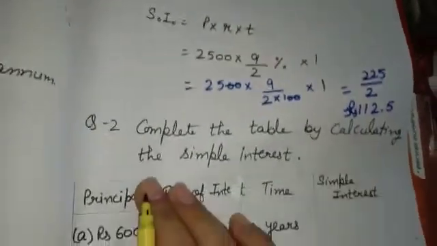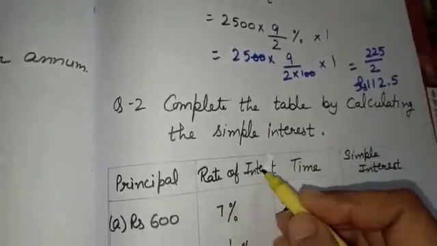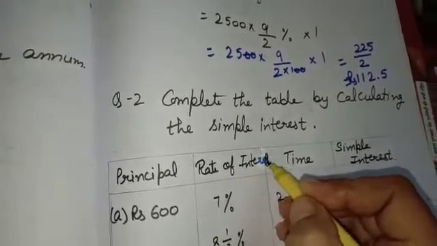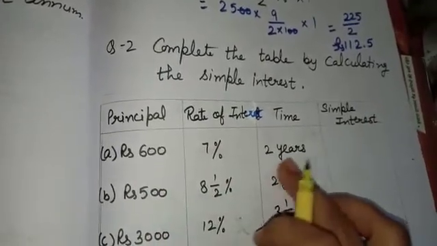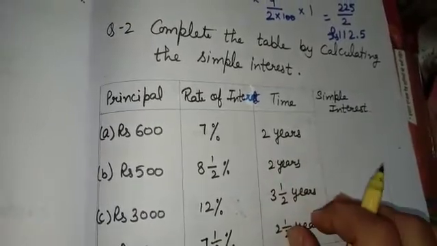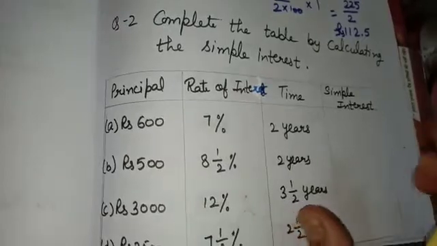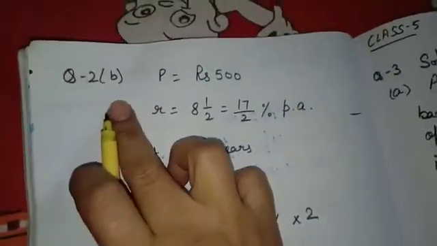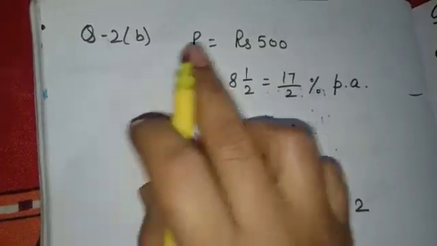Come to the next question. Complete the table by calculating the simple interest. Here we have given principal, rate of interest, time, simple interest. Three things are given. The main different thing is that the time is more than 1 year in all the parts. We need to find simple interest. Although the question is given in tabular form, we still have to calculate all the parts. So how can we calculate? Let's start with its B part. A part is very simple. You can do that part on your own.